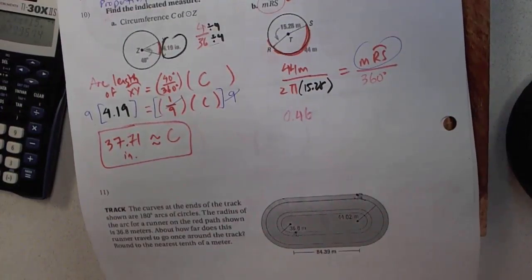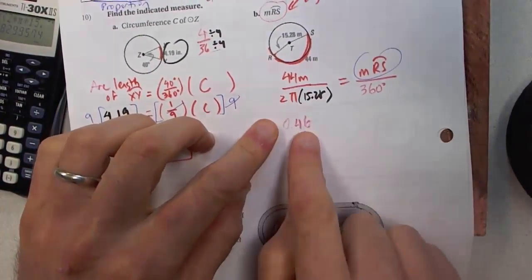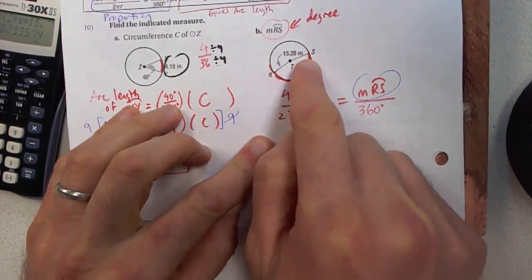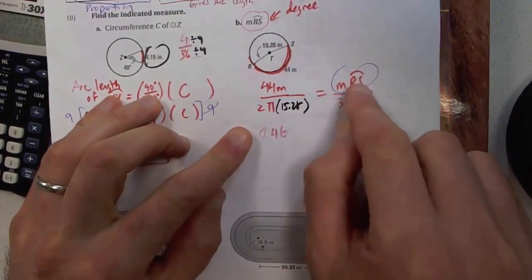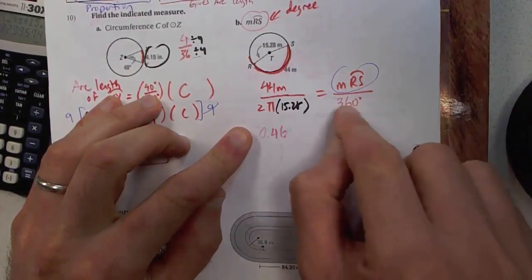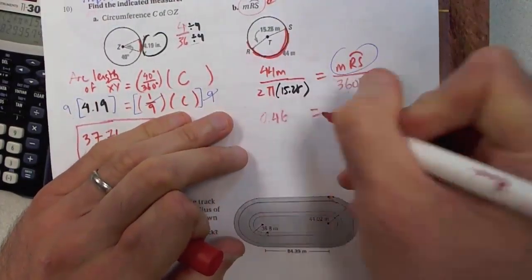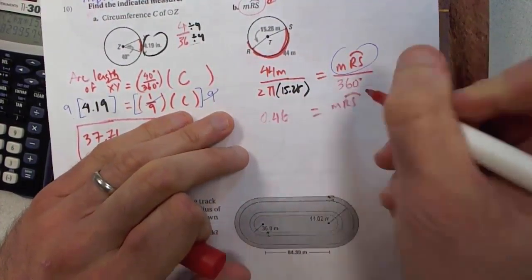0.46, again, is just like the fraction, the percentage of the way around. This is about 46% of the way around. If I use that proportion, so I say to myself, what is 46% of 360 degrees, right? If we find that, then we'll find our answer here.